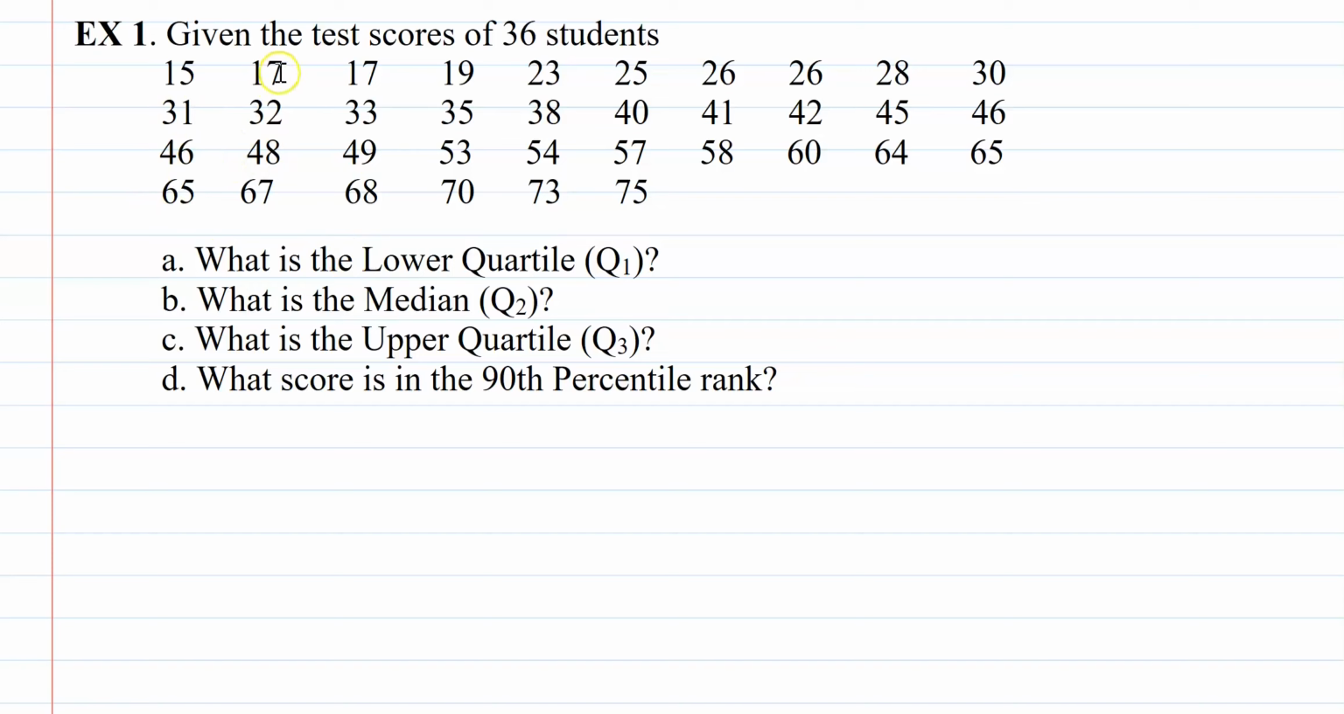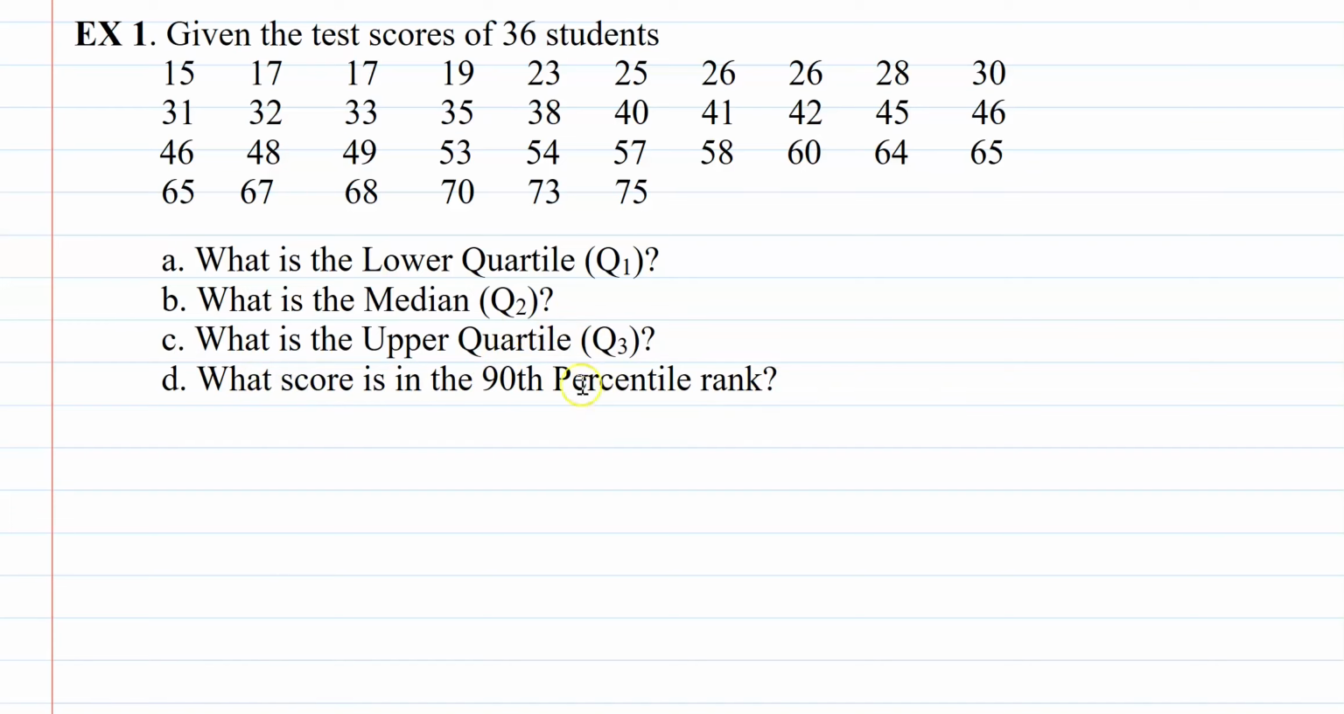Here is our example. Given the test scores of 36 students, we have here four questions. First is, what is the lower quartile, or Q1? Second question, what is the median, or Q2? Third question, what is the upper quartile, or Q3? And then the fourth question, what score is in the 90th percentile rank?